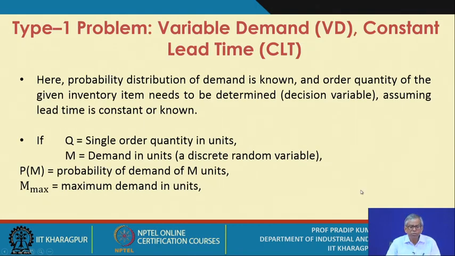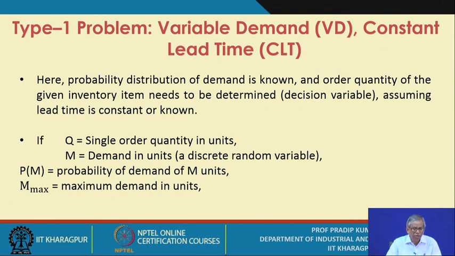Now let us talk about the type 1 problem. What is the type 1 problem? That is variable demand and constant lead time. So let us discuss this problem in detail. And while you discuss this problem, you come to know the basics of the static inventory problem under risk.